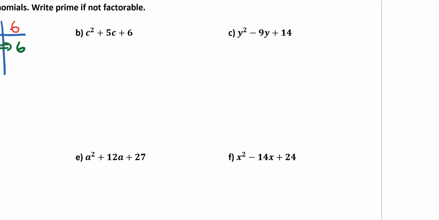Okay, moving on to letter B. Once again, I'm going to set up a table here because there's 3 terms. I want to find two numbers that multiply to 6, and those two numbers need to combine to 5. All right, so two numbers that multiply to 6 and add to 5, that would be 3 and 2. So 3 times 2 is 6, and 3 plus 2 is 5.